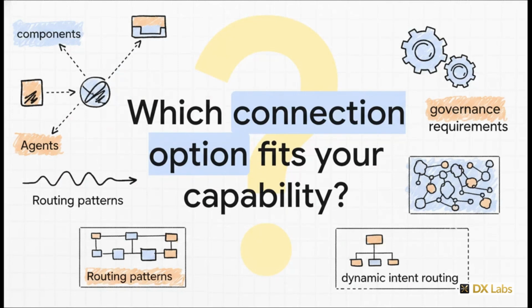We've covered the components, the routing patterns, the connection options, and the governance requirements for multi-agent architecture. So I want you to evaluate your own AI systems right now. Think about a capability in your current solution that is owned by an external team. Which connection option fits its deployment environment? And crucially, does its operational risk profile demand the strict predictability of a predefined workflow or the open-ended flexibility of dynamic intent routing?